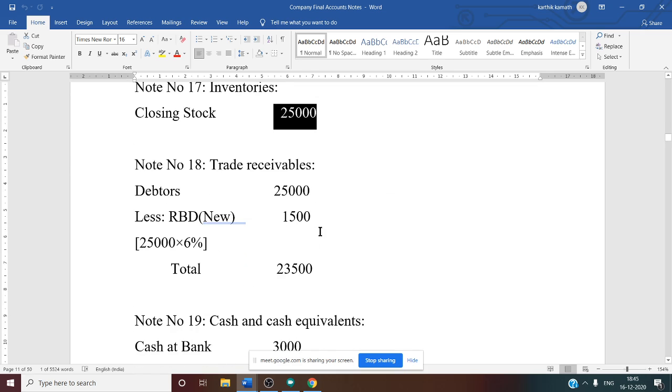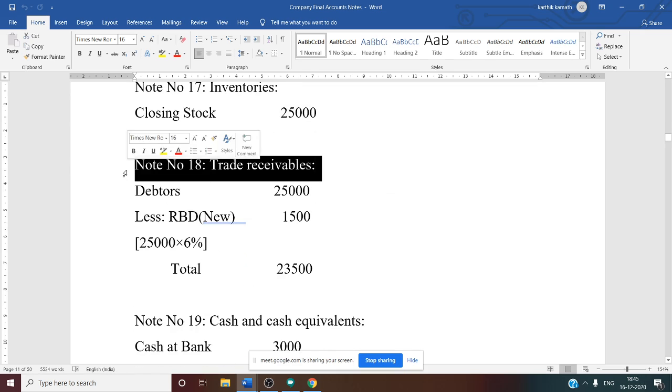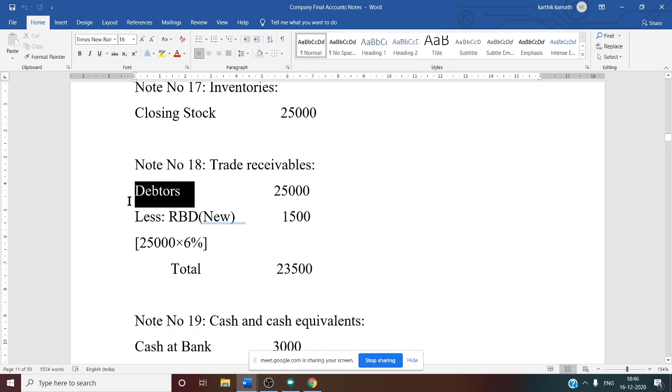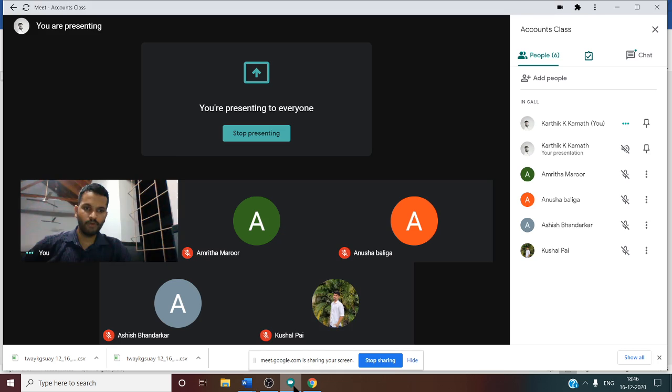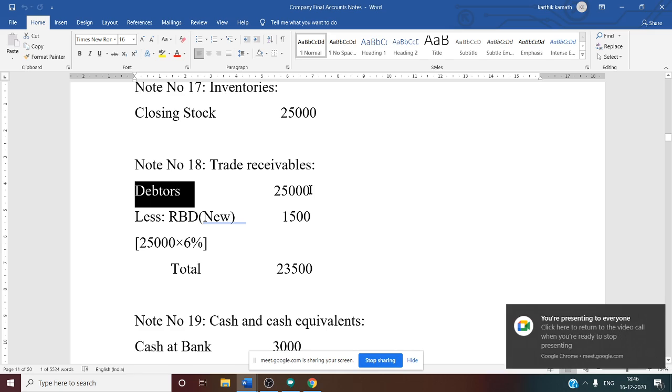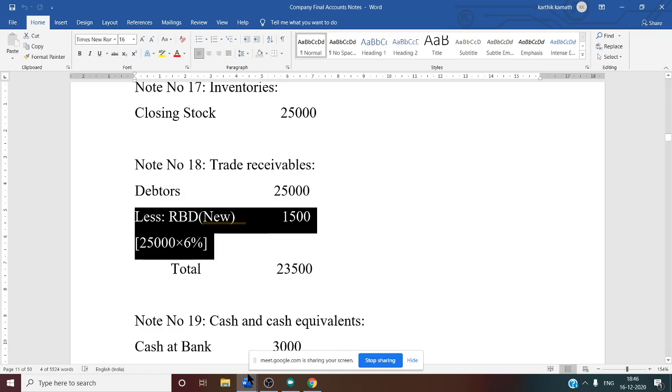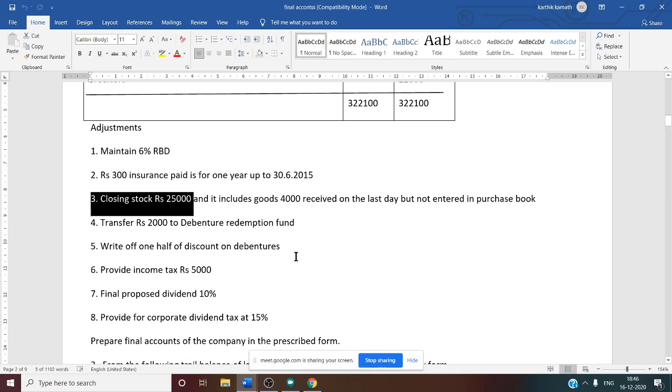Then note number 18, trade receivable. Trade receivable means it is information about a debtor. So the debtor information, 25,000, is given in the trial balance. From this we have to deduct RBD. Which RBD are we deducting? Only the adjustment RBD, that is nothing but the new RBD. See this, maintain 6% RBD we have done, right? So this new RBD we have to deduct.